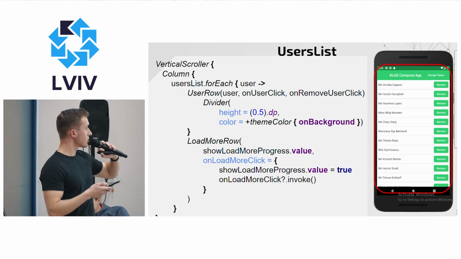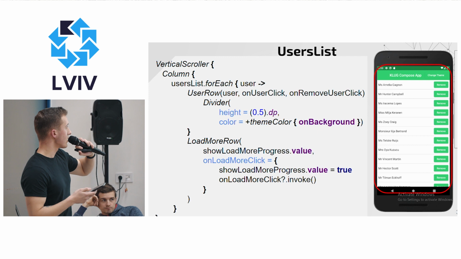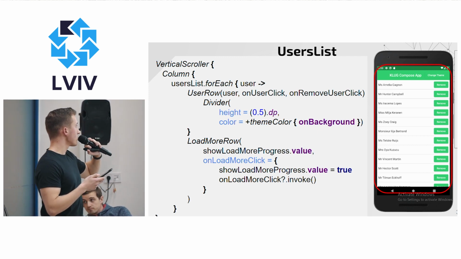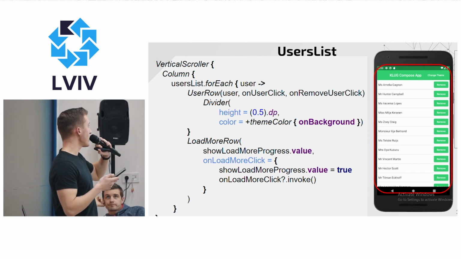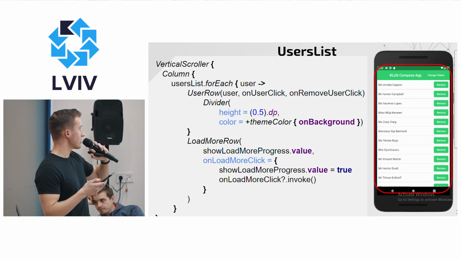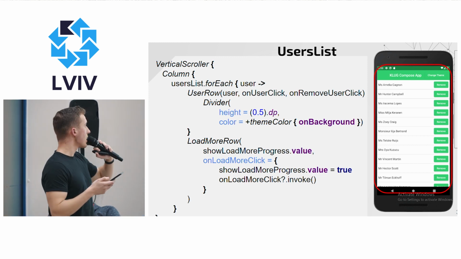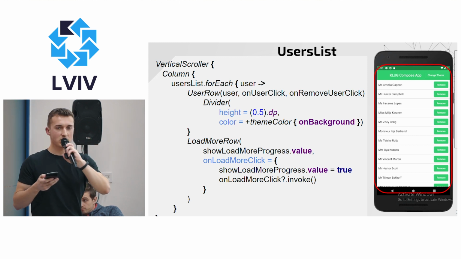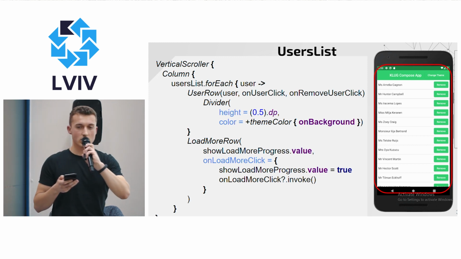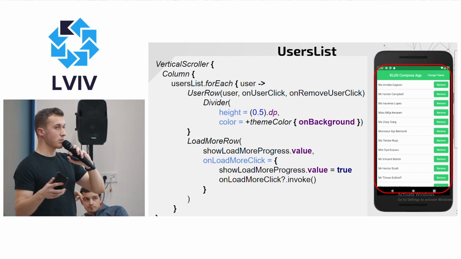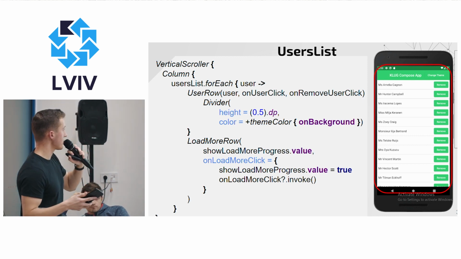And all the things together. Here we can see our whole list. How does it work? We create a vertical scroller. Vertical scroller is like just a scroll view, and we put in a column. Column is like a vertical linear layout. So row is like a horizontal linear layout.